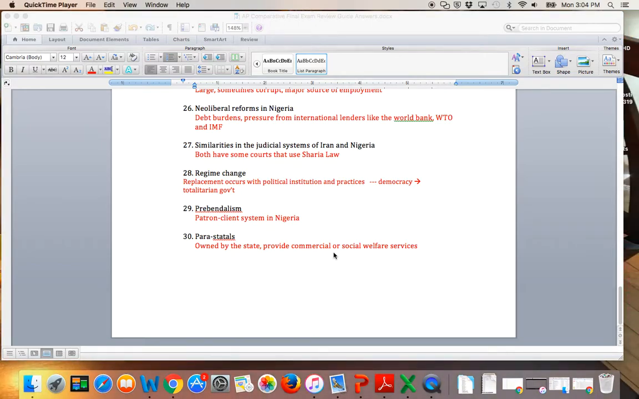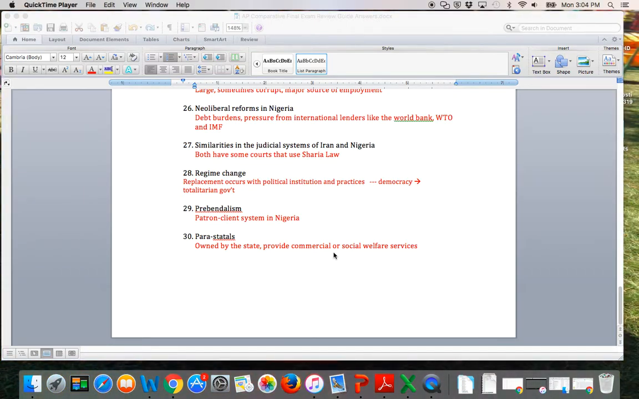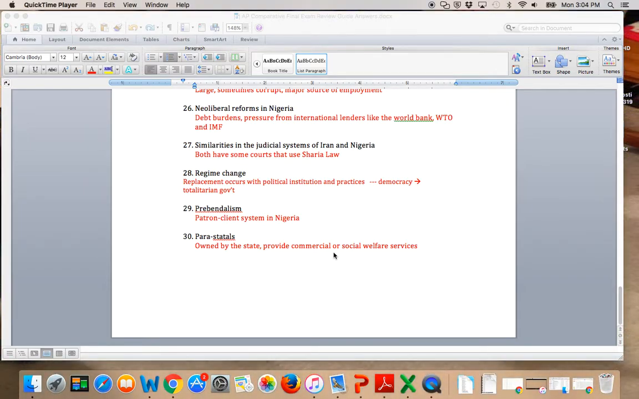Regime change versus government change. Regime change is replacement occurring within political institutions and practices. For example, a democracy to a totalitarian government. Sometimes it happens by military coup.